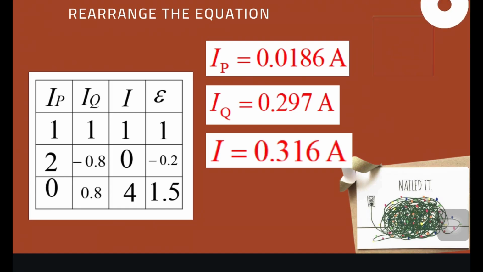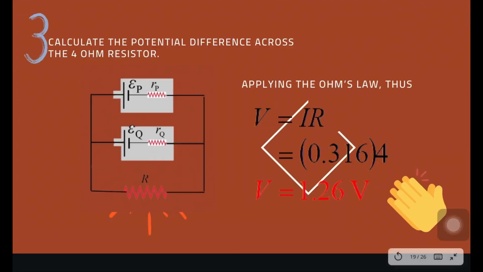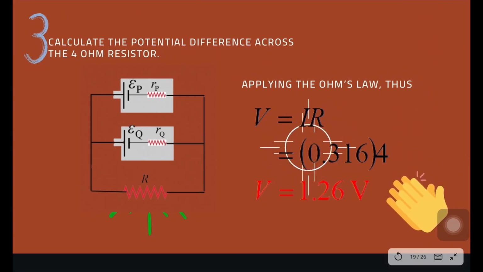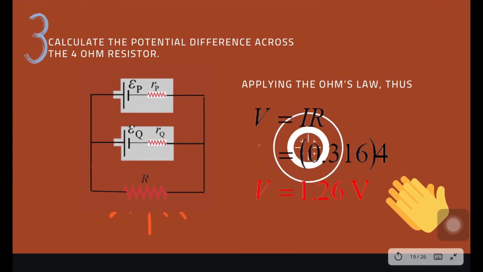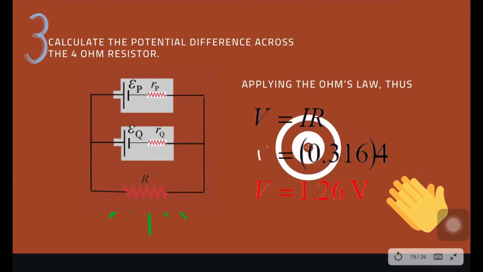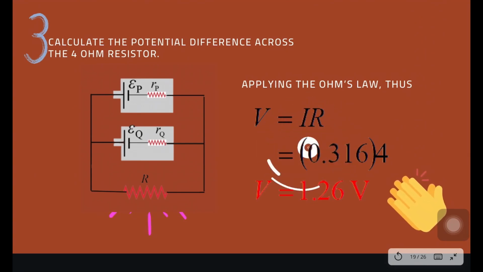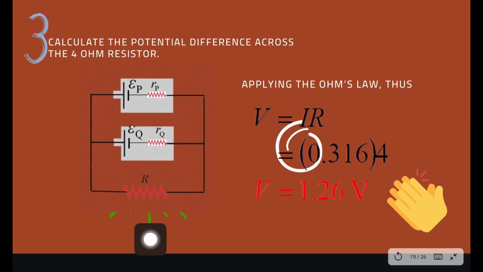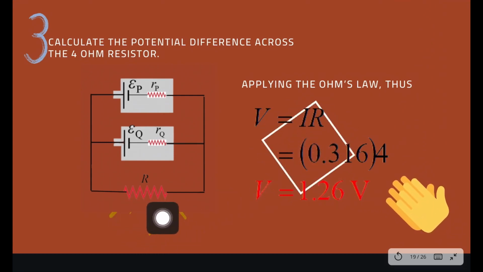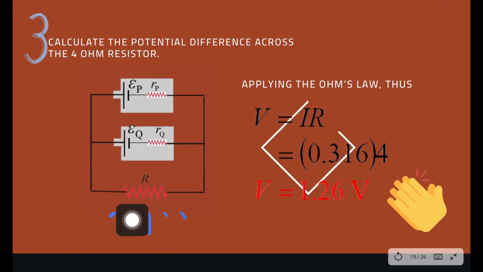Alright, so now we move to the last question. For question 2, number 3, we need to calculate the potential difference across the 4 ohm resistor. So where is the 4 ohm resistor? The 4 ohm resistor is the external resistor for this circuit.